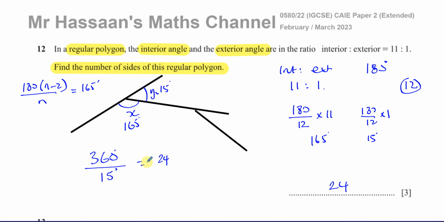So it's much easier to do it in this way, where you just divide the total sum of the exterior angles by the size of each angle. That tells you how many sides it has. So that completes question number 12 from the February-March 2023 paper.